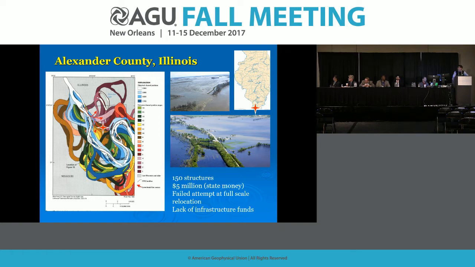150 structures, $5 million for the buyout. It's all state money that we're using down there. We're doing that right now. We're just actually finishing up the buyout. We tried to do a full-scale relocation. Nicholas was instrumental in that, but it was difficult to get the funds for the infrastructure cost. Not so much for the buyout, but just for the actual relocation and infrastructure itself.